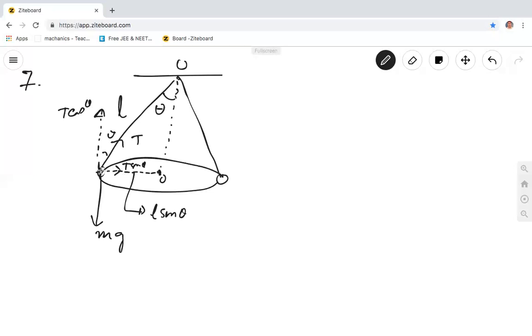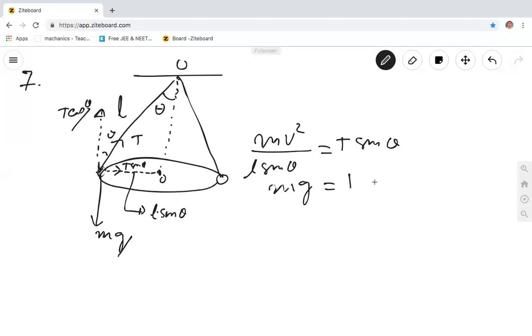No, in this direction what force do you need so that a particle moves in a circle? mv square by r. mv square by r is nothing but L sin theta. Yes. mv square by r, r is the radius of the circle, that is L sin theta. That is given by T sin theta. And for the stability of the object to be continuously moving in a circle, not going down, not going up, what should you write? T cos theta is equal to mg.